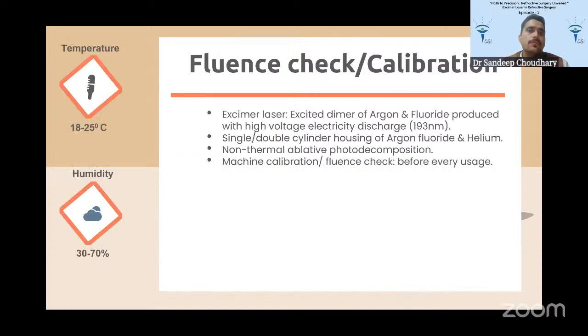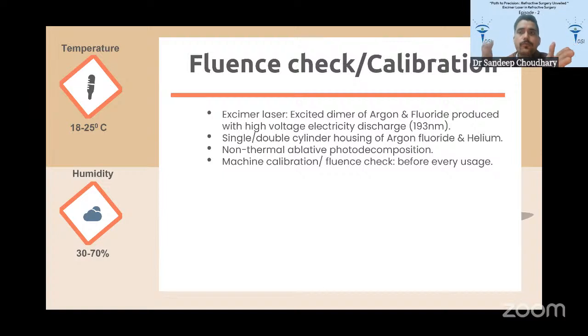One thing which we should always do before proceeding with the surgery every day is fluence check or calibration of the machine, which is very important. As we all know, the Excimer laser is basically an excited dimer of argon and fluoride, which is produced when we pass high voltage electricity discharge from the gases.